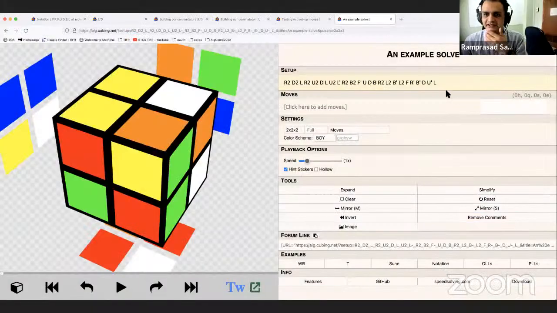Okay, is my screen visible? Not yet. Okay. Is my screen visible now?